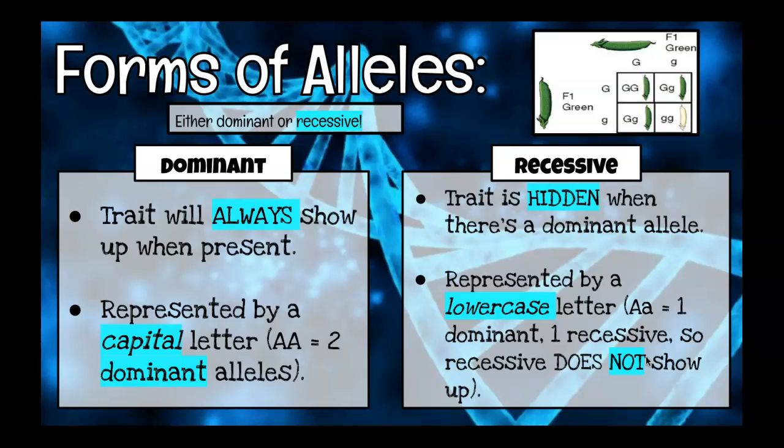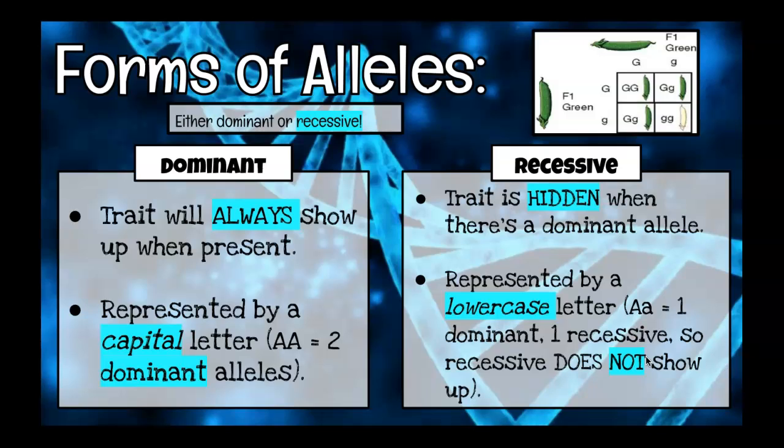So let's talk about the different forms of an allele. You're either going to have a dominant or a recessive allele. So the alleles are going to code for the trait. So if you have a dominant trait, that means that that trait's always going to show up. Just like a dominant person is like overbearing, powerful, right? So a dominant trait is one that will always show up. Remember that you always get two forms total from your parents, one from mom and one from dad. So if one of your parents gives you even just one dominant trait, that's the trait that's going to show up because it's powerful and it will always override other traits.